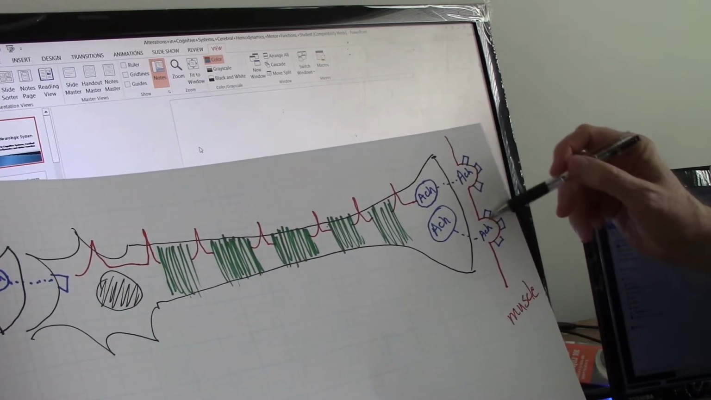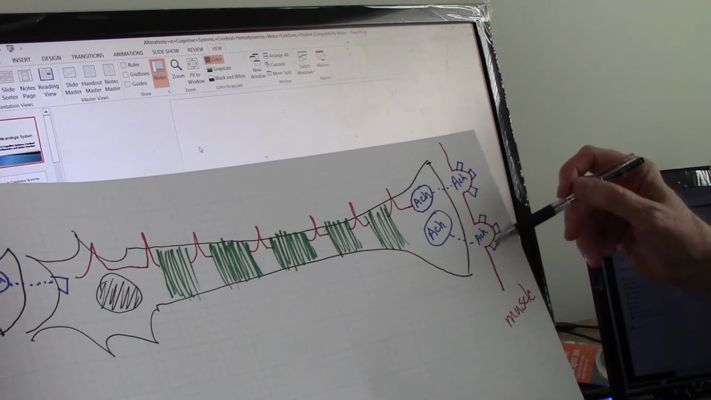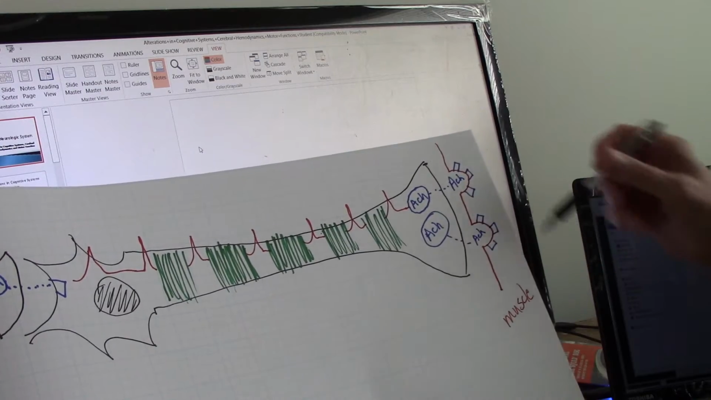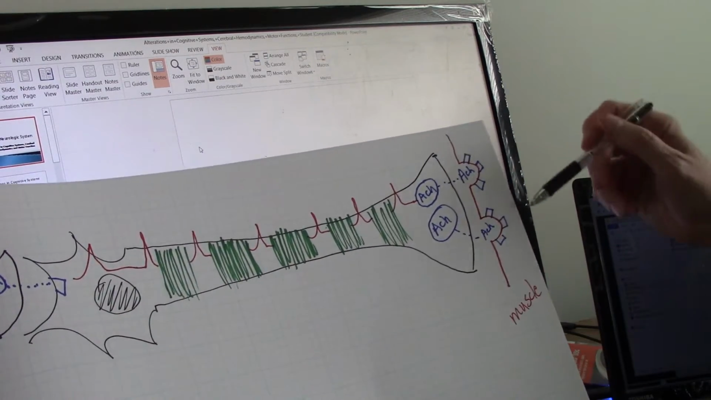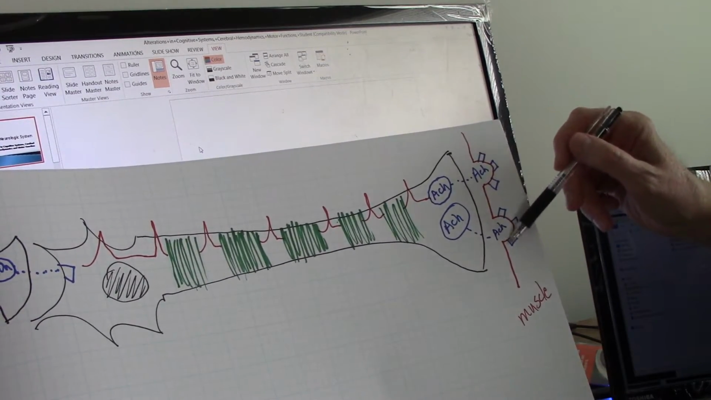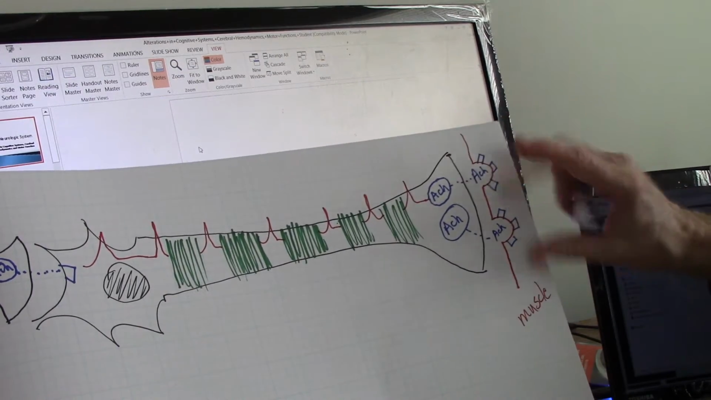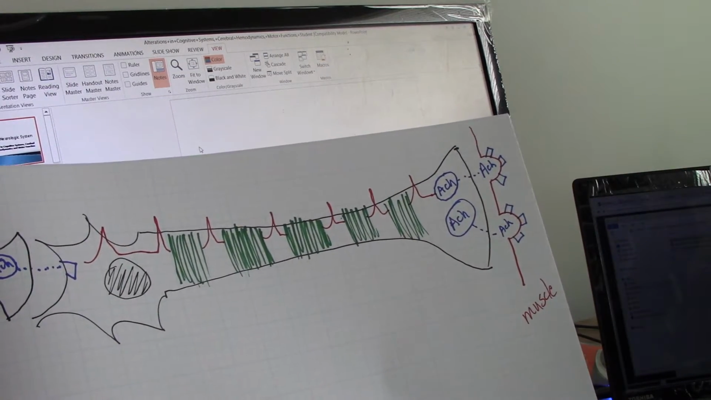You'll notice that there are these little boxes here. These are receptors for the neurotransmitter. So in a healthy person, the acetylcholine will lock itself into that receptor and the muscle will twitch. That's the whole idea of it.